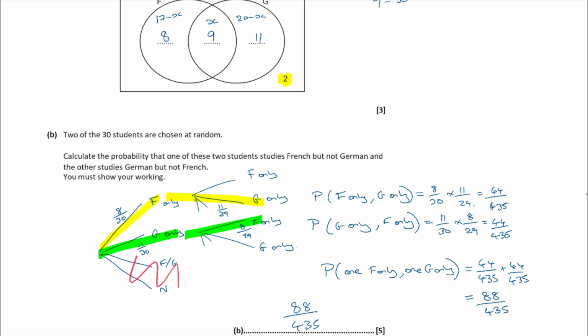I'm just concentrating on the part of the diagram I do need, otherwise I'd be here all day drawing a massive spidery thing, and I don't want to do that. I want to move on and do the rest of the paper.